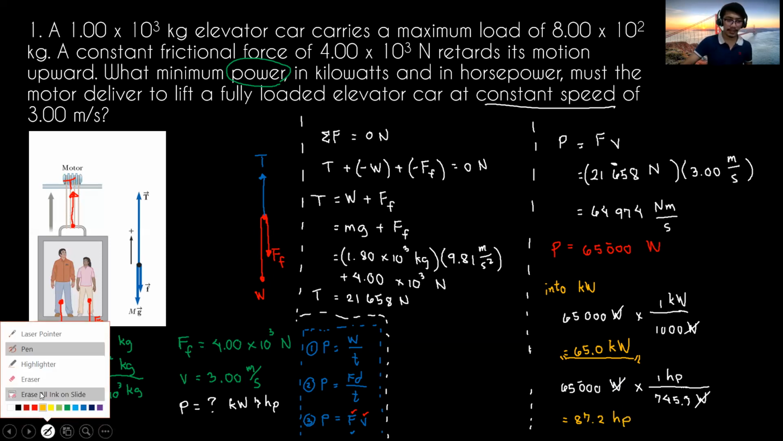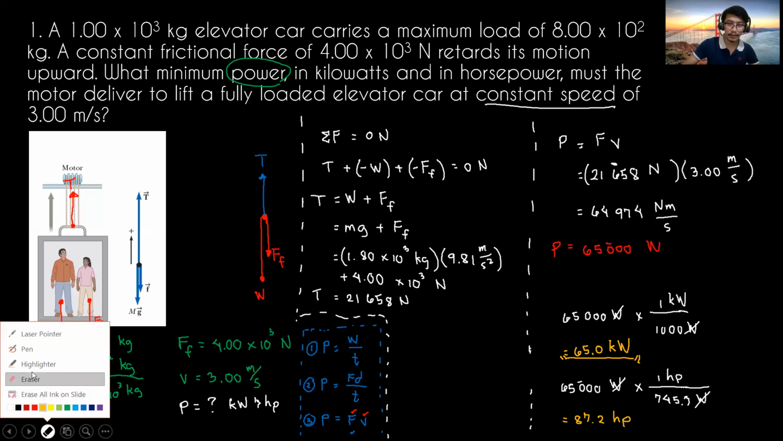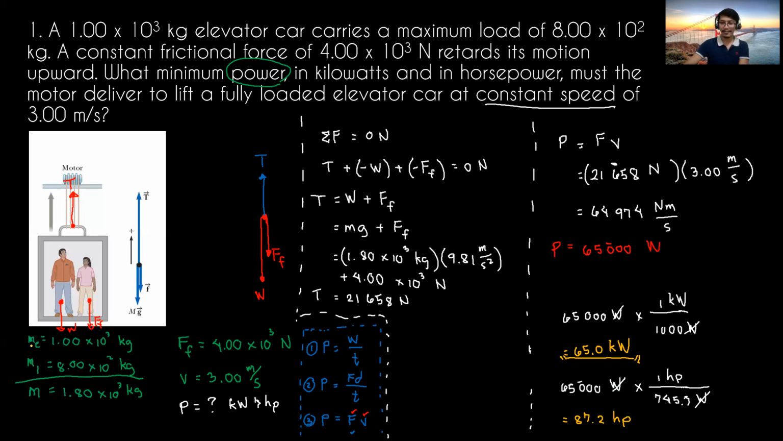So that's it. That is already our final answer. So it is 65.0 kilowatts or 87.2 horsepower. So the elevator is equivalent to 87.2 horses. As for the meaning of horsepower, it was already explained a while ago. It is the average power of a horse. Okay? So that's it. Number one. Okay? If you have questions, you can message me via Messenger.